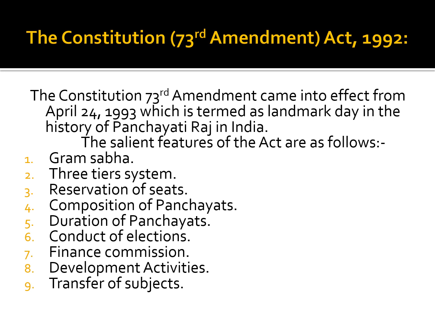The salient features of the Act are as follows. Number 1, Gram Sabha. Number 2, three-tier systems, that is Gram Panchayat, Panchayat Samiti, and Zila Parishad. And number 3 is reservation of seats, composition of Panchayat, duration of Panchayat, and the conduct of election. Number 7 is finance commission. Number 8, development activities. And number 9 is transfer of subject.